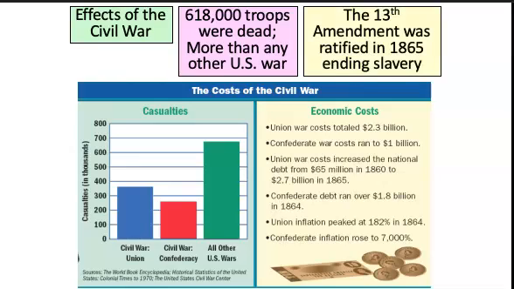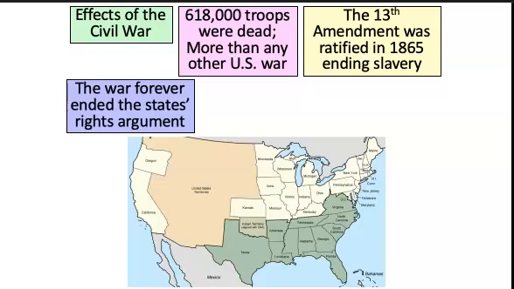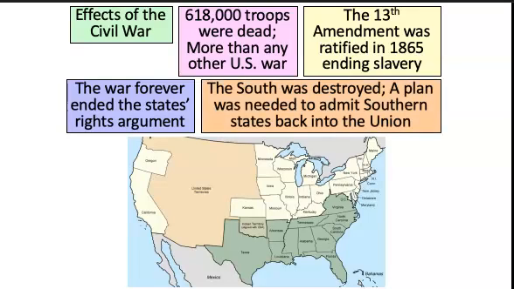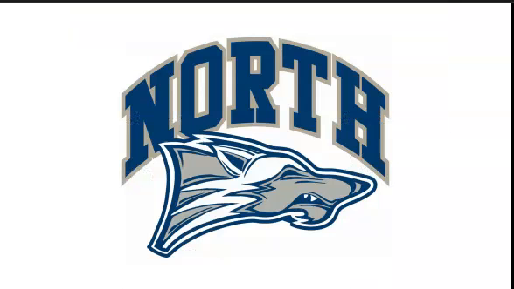The 13th Amendment is ratified before the final end of the war in 1865, ending slavery. The war forever ends the states' rights argument. No longer do states have the right to secede from the Union. The South is destroyed, and a plan was going to be needed to both reconstruct the South physically, but also socially as well, and to admit states back into the Union.